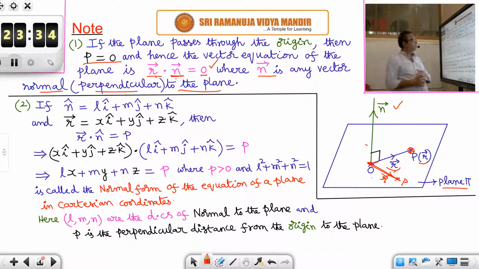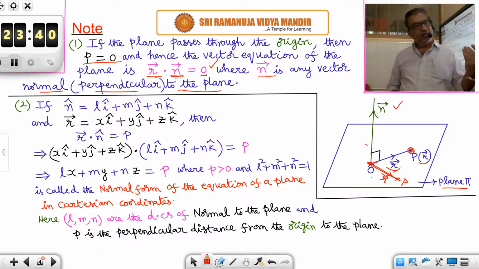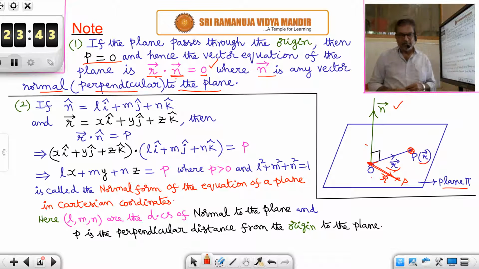Here the important point is, for a plane passing through the origin, n bar need not be a unit vector. It can be any vector of any magnitude, but its direction is perpendicular to the plane. Okay. Next, second point.